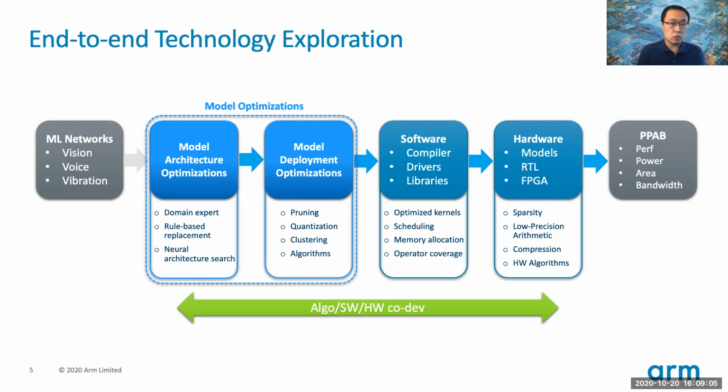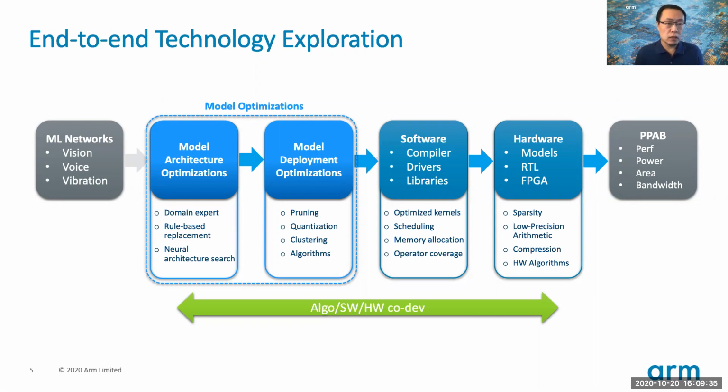From the left is the starting point of this exploration, where we have the optimized machine learning networks that typically take some form of input, may it be vision, voice, or vibration. And at the end of this exploration, we want to produce reliable performance, power, area, and bandwidth numbers for us to co-develop and co-design the features across algorithms, software, and hardware.